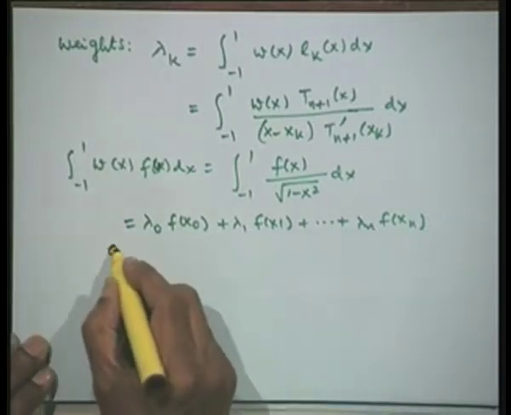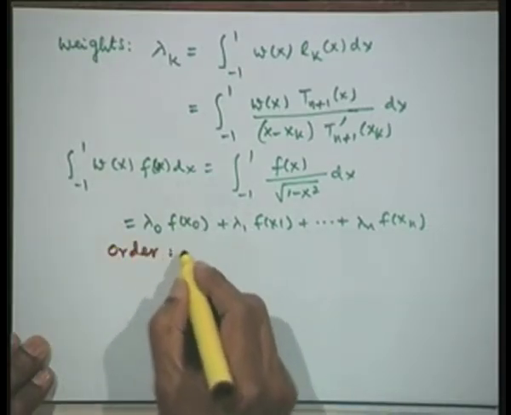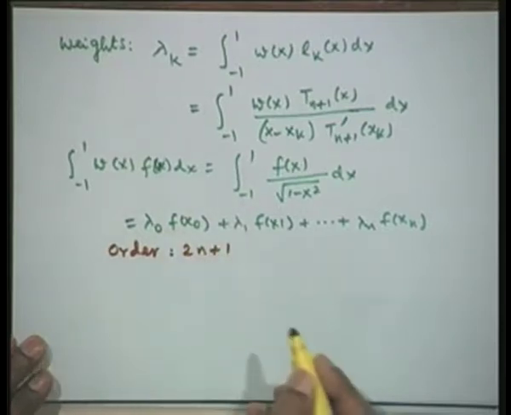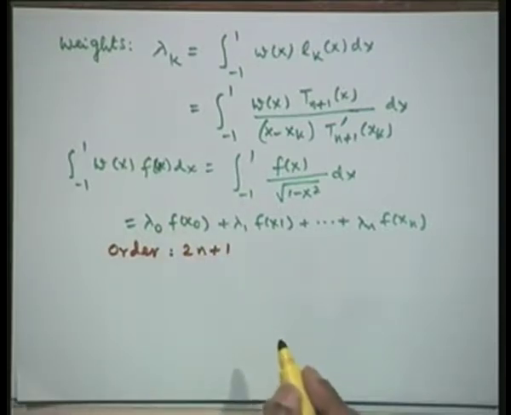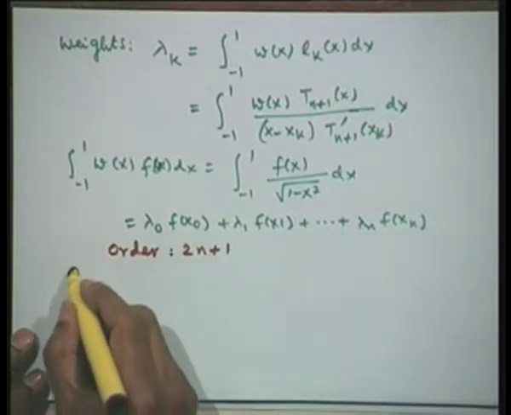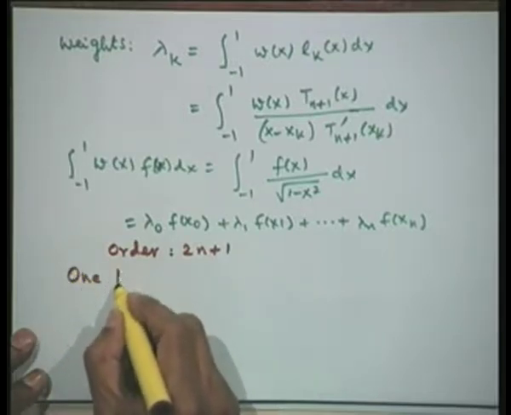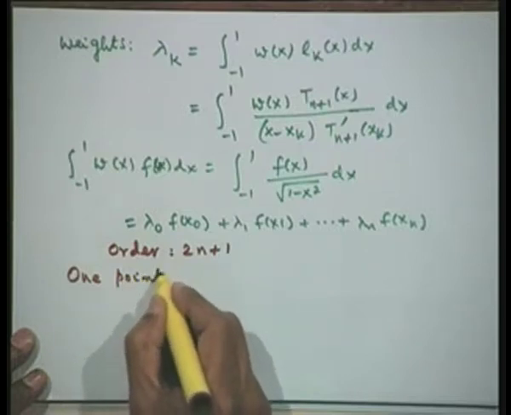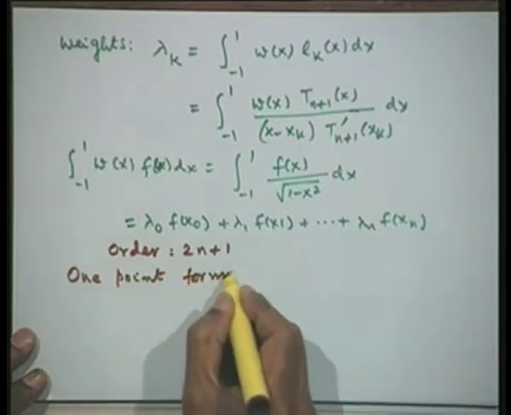We know that the order of this formula is 2n plus 1. Now, let us write down a few formulas, 3 of them which are important, and we shall use them in the examples. Let us write down the 1 point formula.